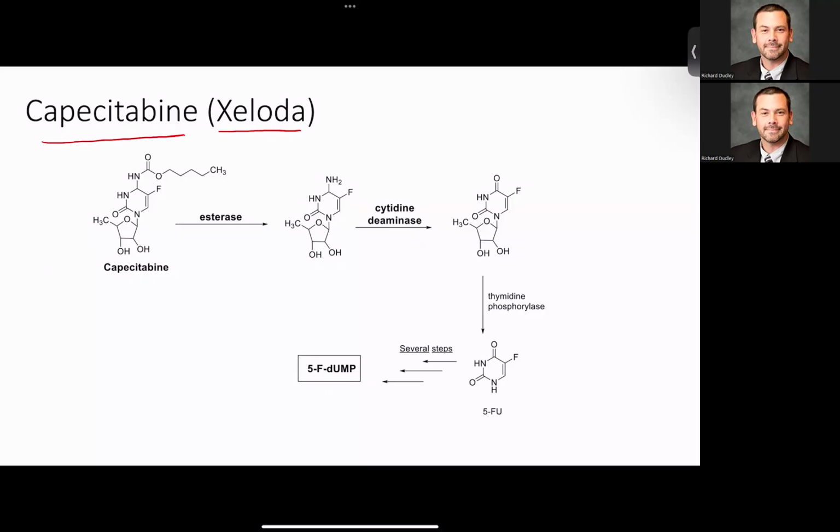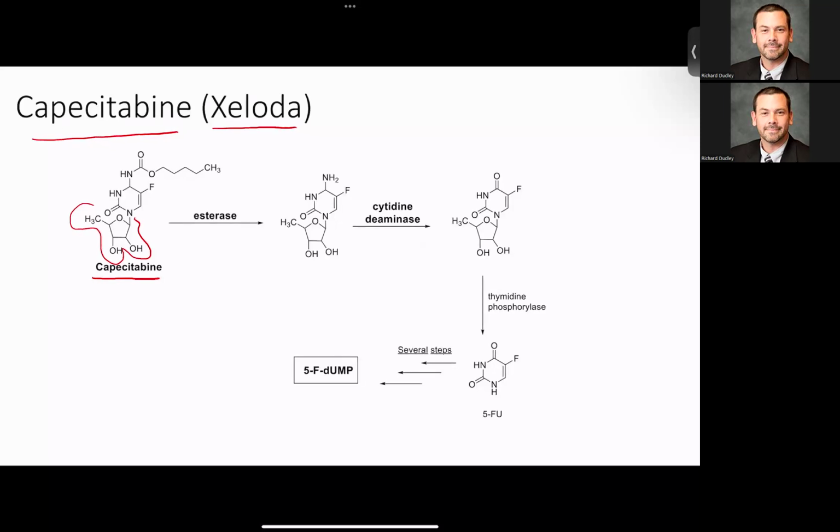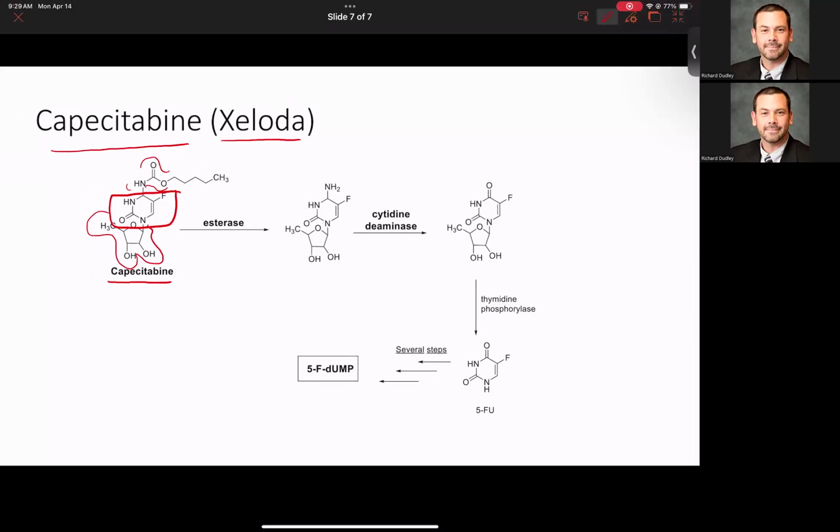It's kind of interesting. Here's what capecitabine looks like as the parent molecule. And you'll notice you've got this methylated pyran ring. You have a carbamate here. And then in the middle is that pyrimidine ring that we're used to seeing. Okay. Now, what happens to this molecule after oral administration?